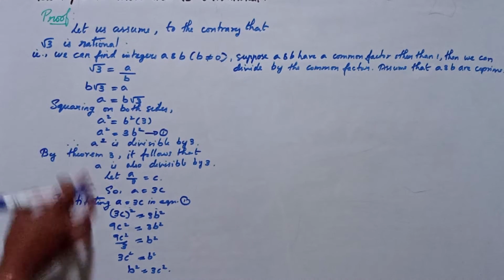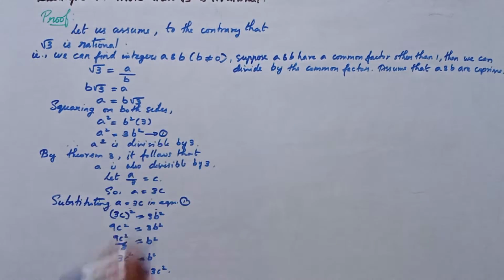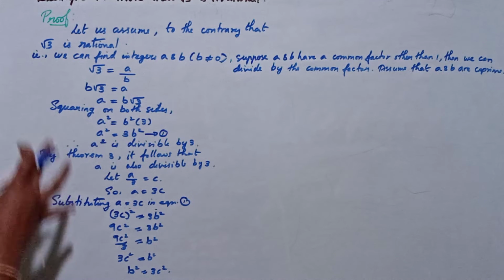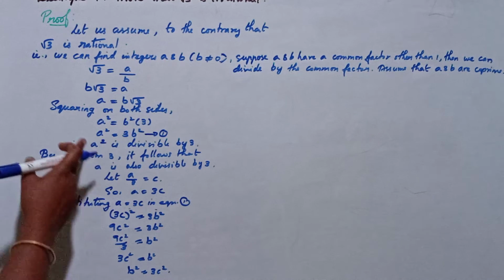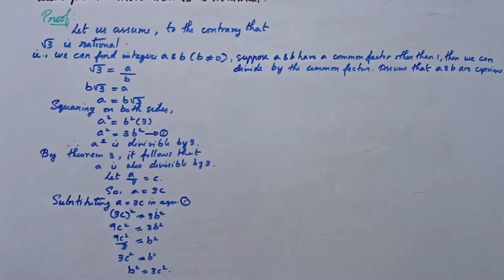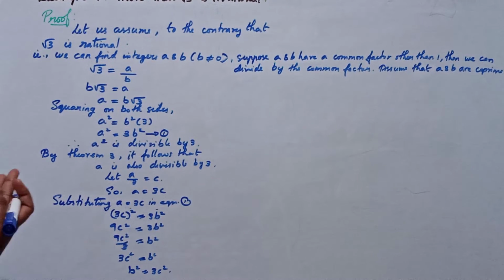Right? From these two things, what can we conclude? Actually, we have assumed that a and b are co-prime. Okay, so a and b are co-prime. That means it will not have a common factor other than 1. But here we are getting a contradiction as a and b have a common factor other than 1, that is 3. Right? Just like the last problem by proving square root of 2 is irrational.